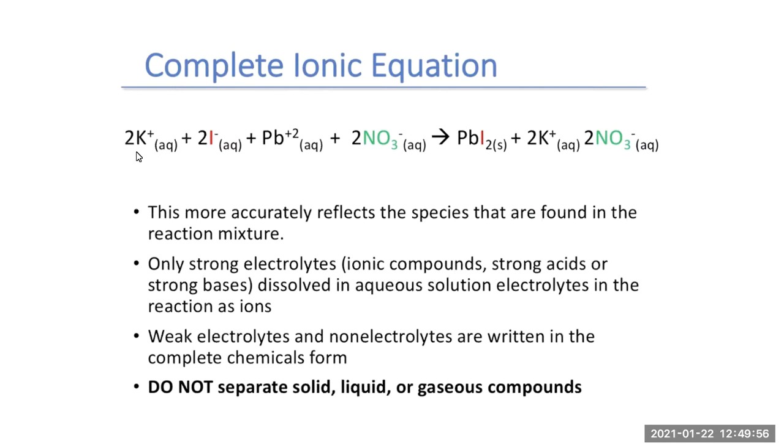So once we split apart all of the aqueous, strong electrolytes, we end up with an equation that looks like what's shown up here. This is a much more accurate reflection of what's found in our reaction mixture. And I want to emphasize that it's only the strong electrolytes that dissociate. If it's a weak electrolyte or non-electrolyte, do not break it apart. You write it in its molecular form.